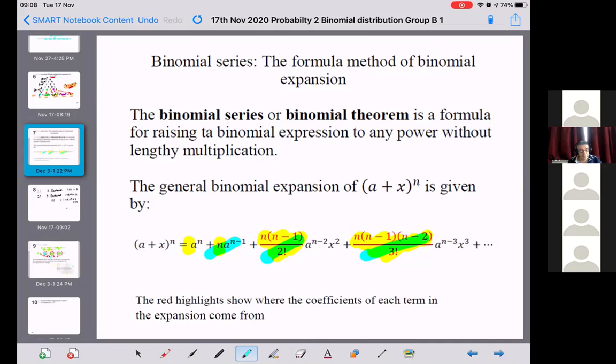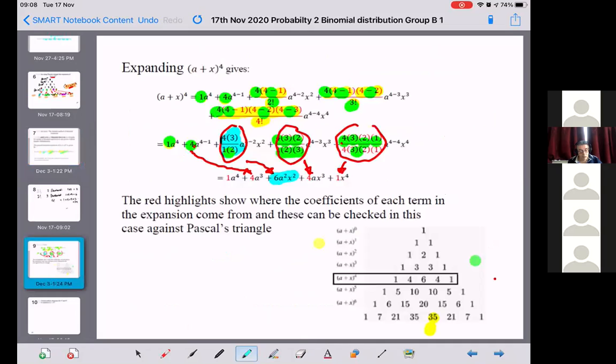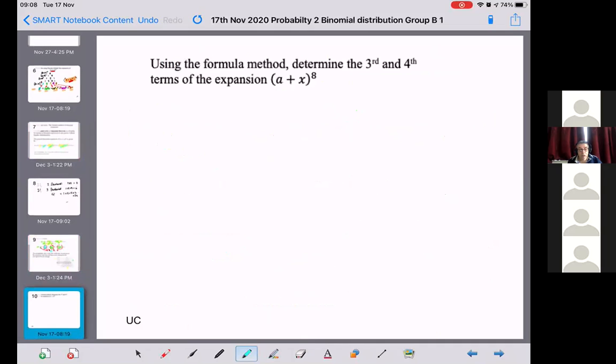Okay. So, using the formula method, determine the 3rd and the 4th terms of the expansion (a + x) to the power of 8. So we'll do that together. We'll do the 3rd term together, and then we can have a go at doing the 4th term.